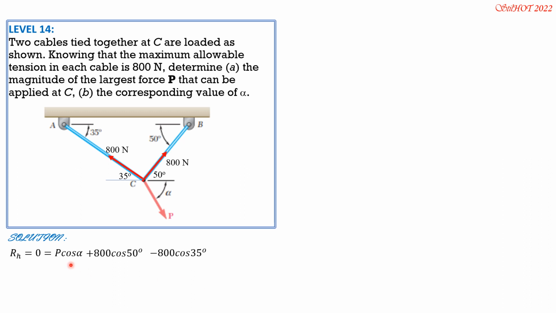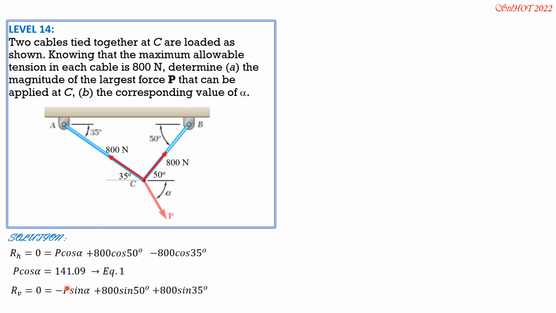So simplifying, P cosine alpha is 800 cosine 35 minus 800 cosine 50. Call that equation 1, so 141.09. R vertical equals 0, and it is negative P sine of alpha for this force here going down. Then plus 800 sine 50 degrees. Then plus 800 sine 35 degrees.